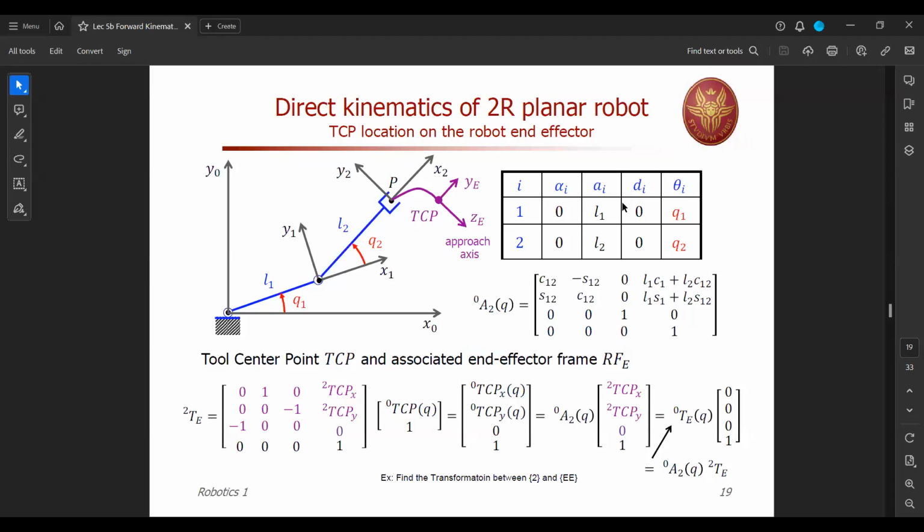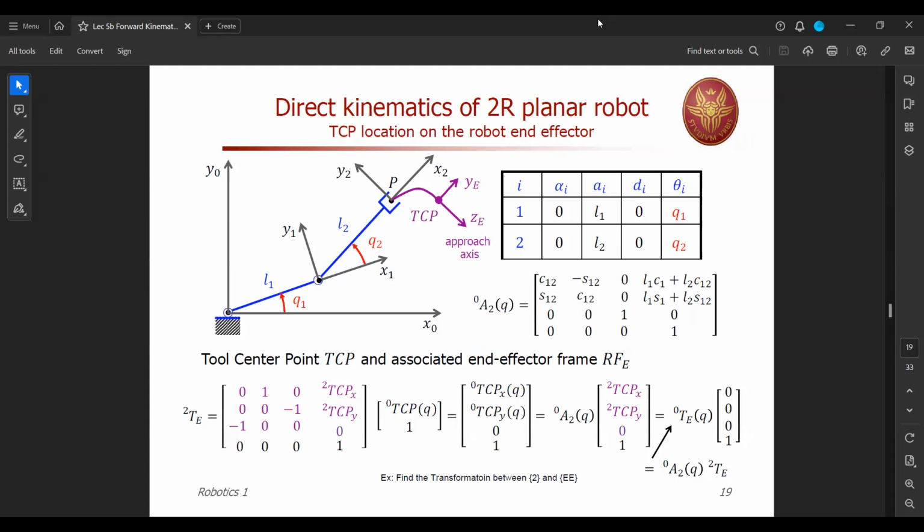Today we are continuing our discussion on forward kinematics. I'm using Professor Alexander's slides here, which I found is one of the best in teaching forward kinematics, and thanks to him.